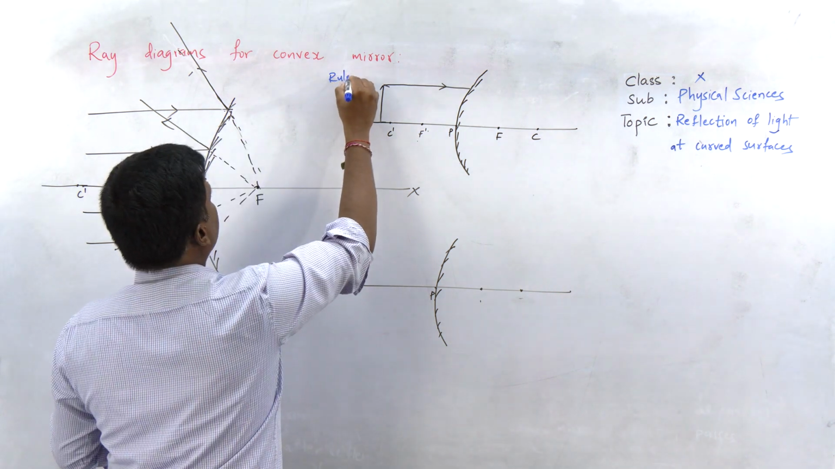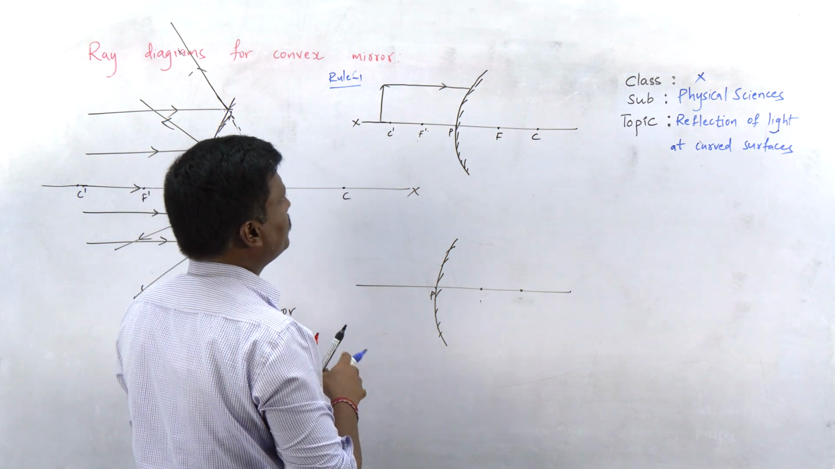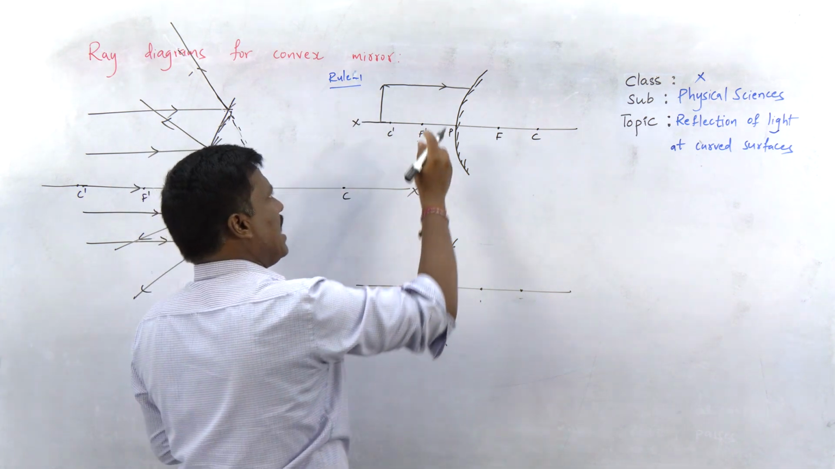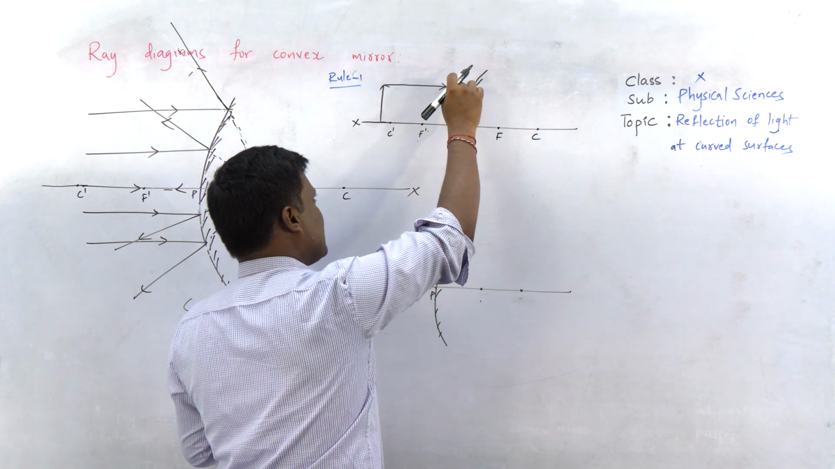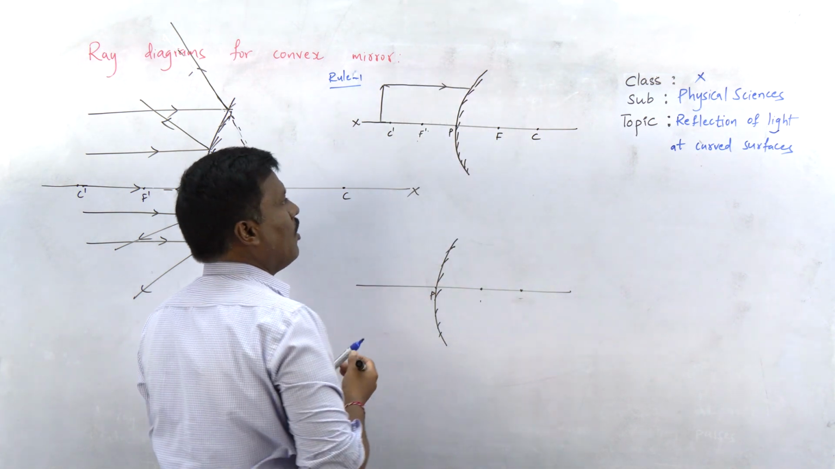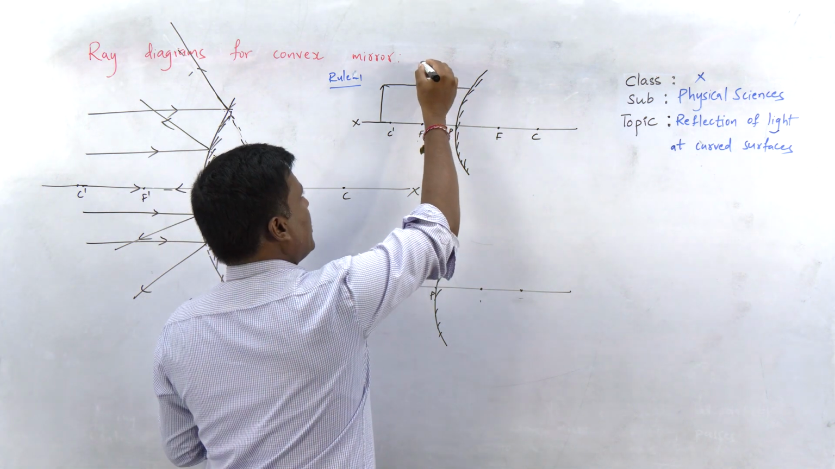First we are learning rules to draw the ray diagram, then after we draw the ray diagram. This is rule number 1. What happens when a ray incident parallel to the principal axis is incident on the mirror? What happens after reflection? See, first we will draw the normal.